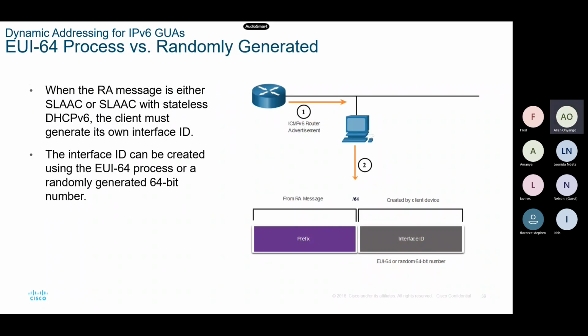Now, let me tell you one thing. During SLAAC, when the PC receives an RA message from the router, normally the RA message only provides the prefix, which is the network portion of the address, which you remember is 64 bits. The RA message only provides the first 64 bits of the address. So the remaining 64 bits, which is the interface ID, where do we get it from? To obtain the interface ID, which is the remaining 64 bits of the address, we have two methods.